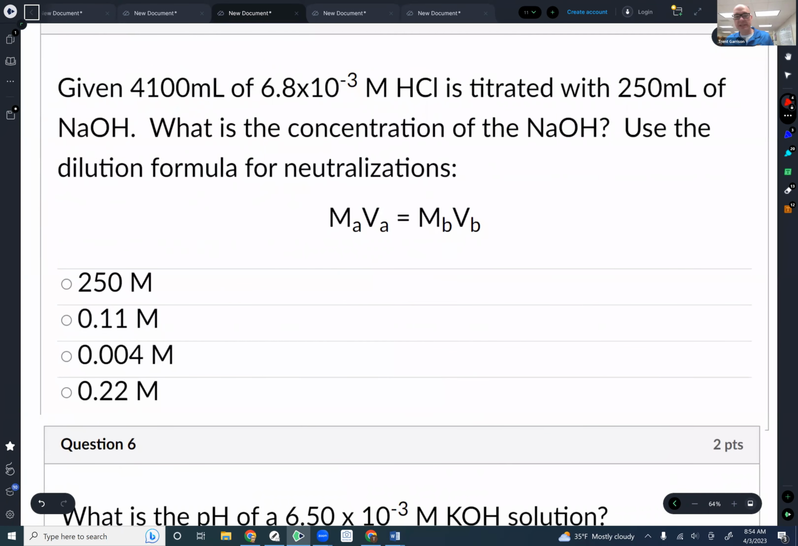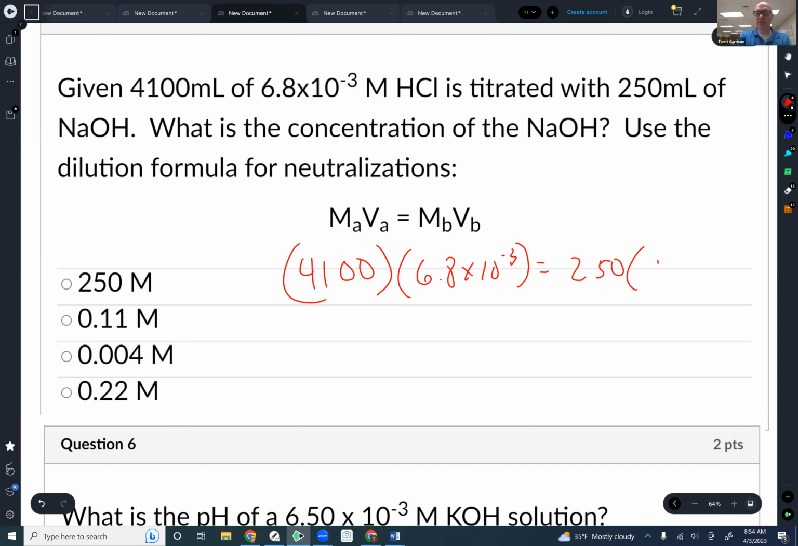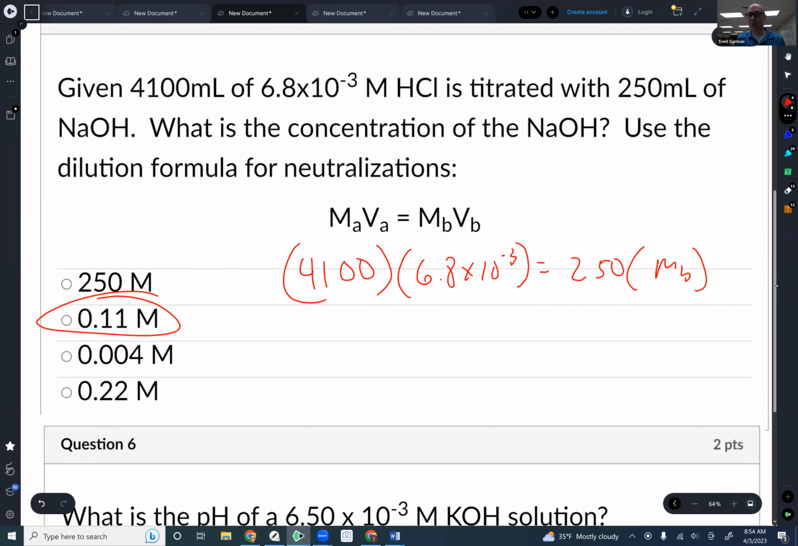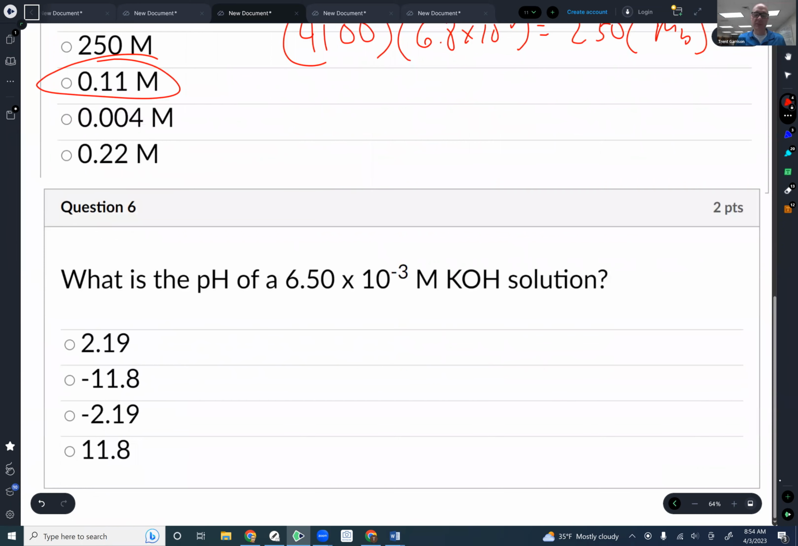All right, utilizing this formula here, we're going to take 4,100 times the concentration of the acid, 6.8 times 10 to the negative 3, equals 250 times the concentration of the base, which is what we're looking for. Simple substitution: 6.8 e to the negative 3 divided by 250. And what you get is 0.11. Very, very simple math. So just do some algebra and you'll come up correctly with this one.